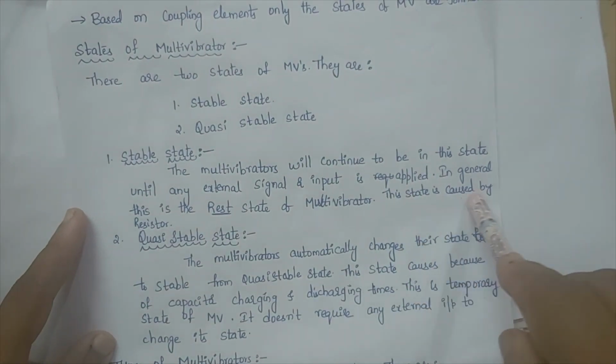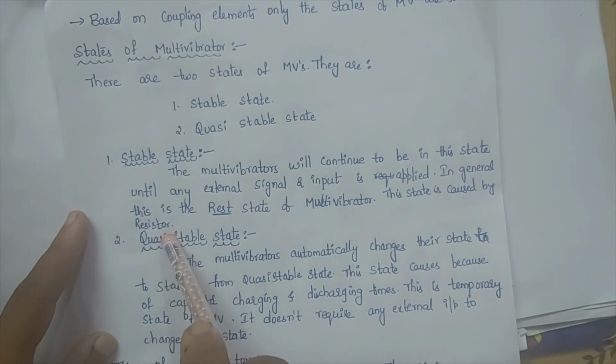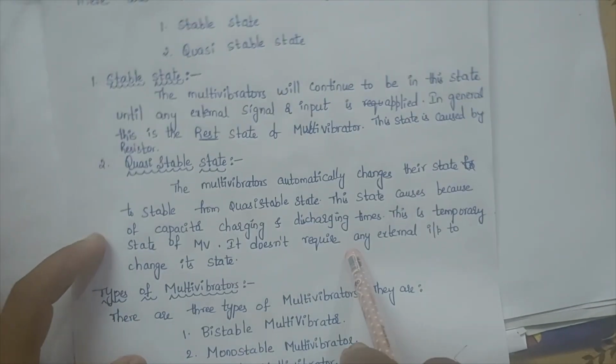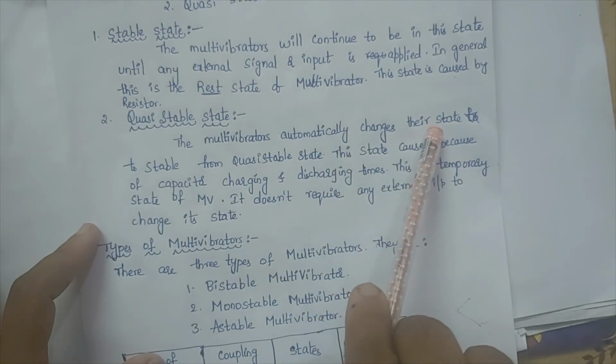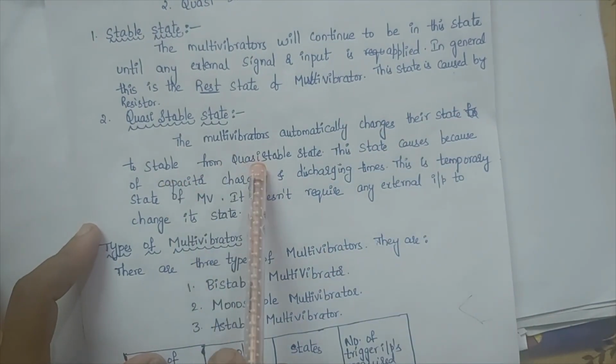This state is caused by the coupling element resistor. And quasi-stable state: the multivibrator automatically changes the state to stable from quasi-stable.